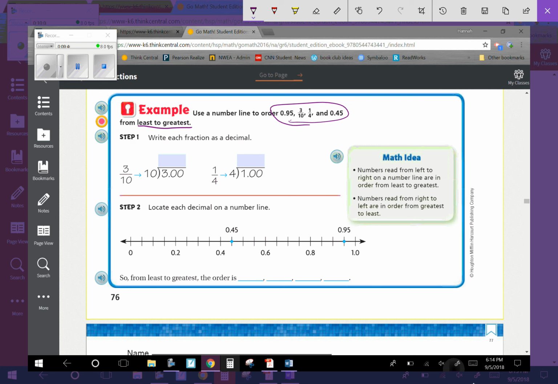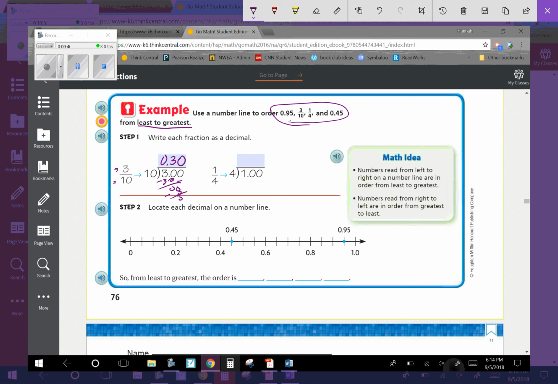Step 1 says to write each fraction as a decimal. So we're going to write 3/10 as a decimal. Again, we're going to take numerator divided by denominator. So 3 divided by 10, which we're going to say 10 does not go into 3 very well. Keep our decimal there. 10 goes into 30 3 times, which is 30. Bring down our 0, no remainder. So 3/10 can be written as 30 hundredths.